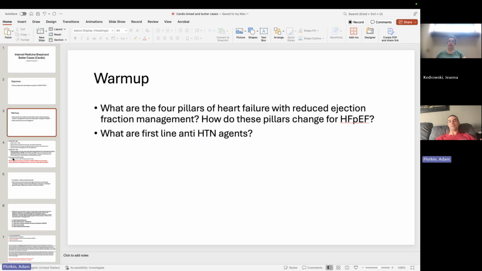Okay, antihypertensives. All right, what do we got for the 4 pillars for HFrEF? I know heart failure in general, but don't know the difference between the two, but it should be an SGLT2 inhibitor, a beta blocker, a mineralocorticoid, and an ACE or ARB. Yep. Absolutely. So it's going to be SGLT2 inhibitors, mineralocorticoid receptor antagonists, beta blockers, and then ACE-I or ARNI.